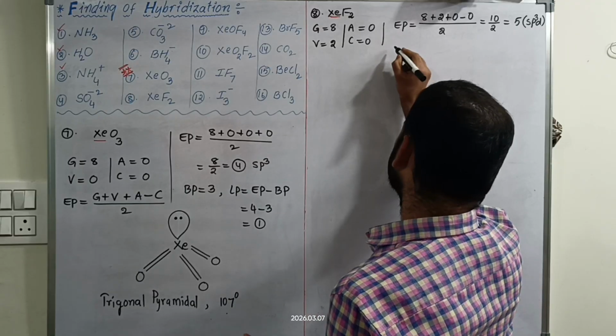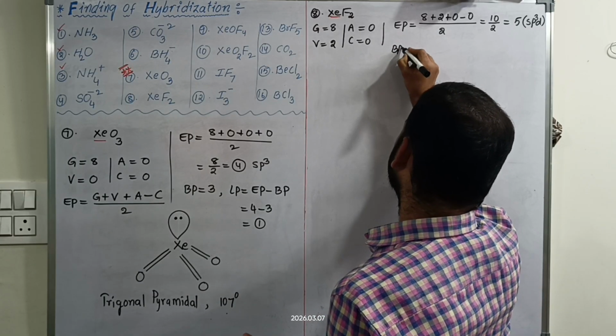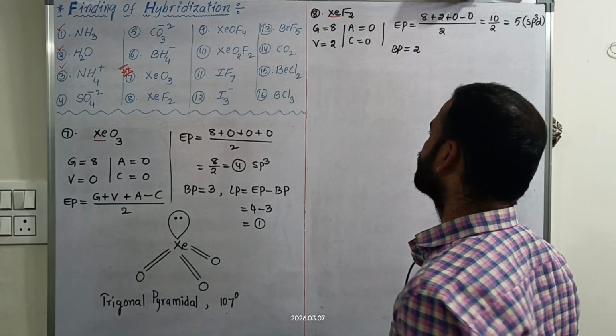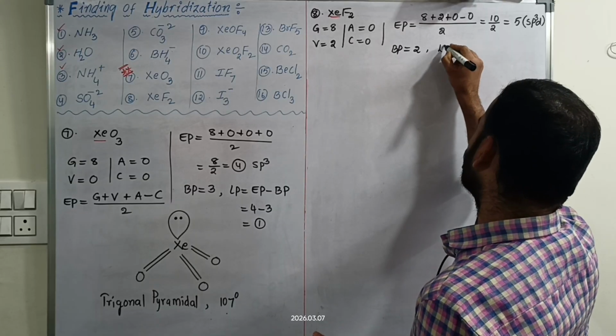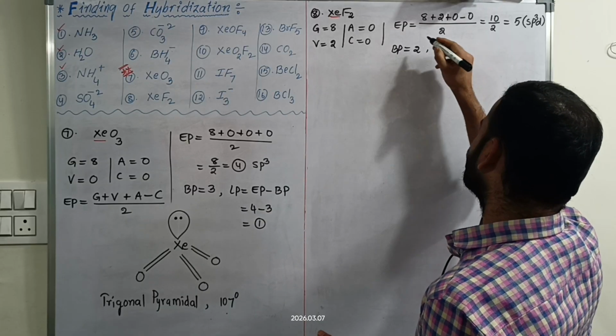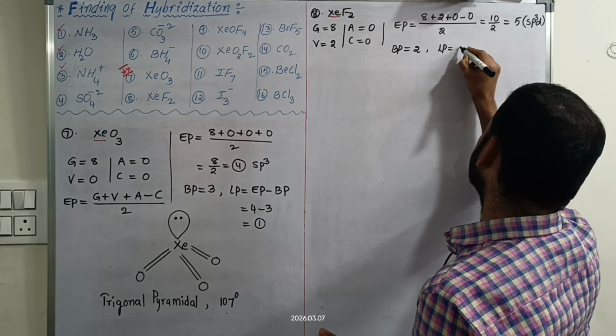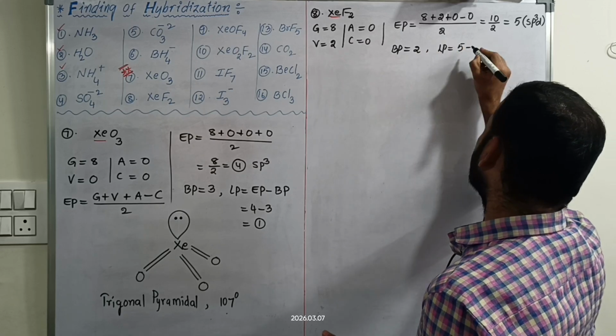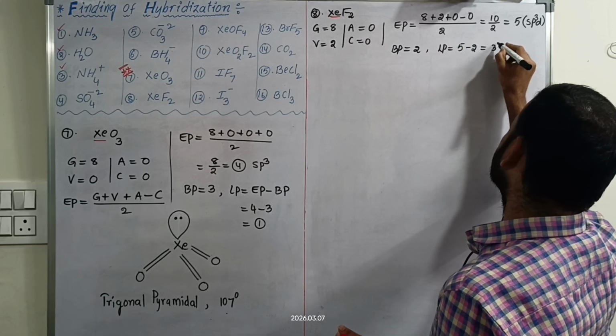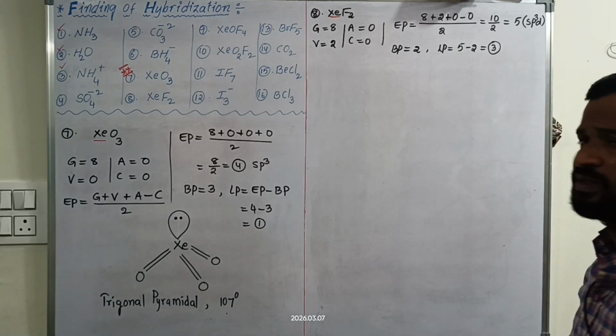Okay, so here in this, how many bond pairs are there? How many bonded atoms? 2 bonded atoms, 2 fluorines are there. Then to find out lone pairs, LP is equal to EP minus BP. So how many electron pairs? Totally 5. 5 minus how many bond pairs? 2. 5 minus 2, 3. So 3 are lone pairs.